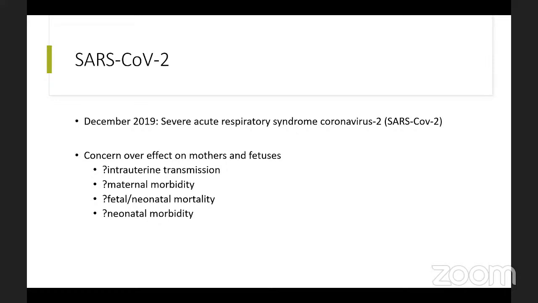And then, of course, as we're all unfortunately terribly familiar at this time, in December of 2019, a new coronavirus came on the scene, which was severe acute respiratory syndrome coronavirus 2, or SARS-CoV-2. Because of our prior experience, as well as experience with any new virus and how it might affect mothers and fetuses, there was growing concern and big questions that needed to be answered. First, could there be intrauterine transmission from mother to fetus? Was there a degree of maternal morbidity or mortality that we needed to be concerned about? And what about fetal or neonatal mortality and morbidity?